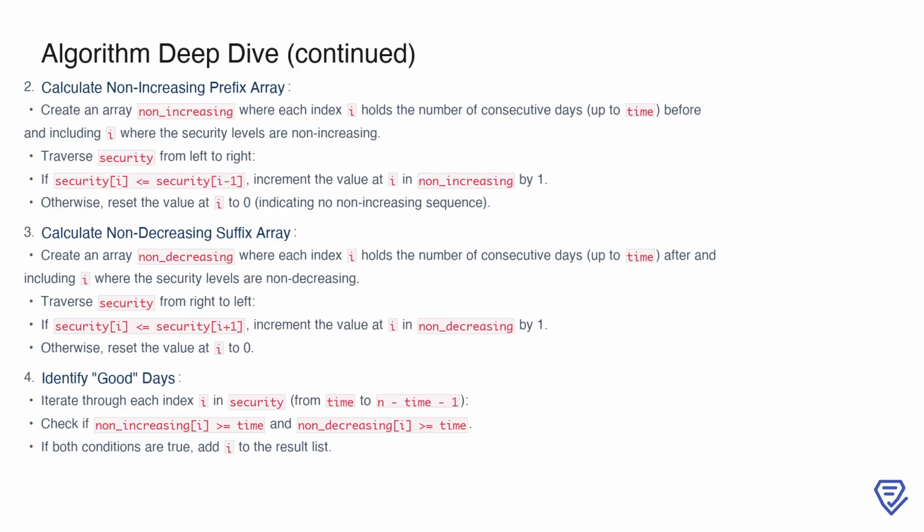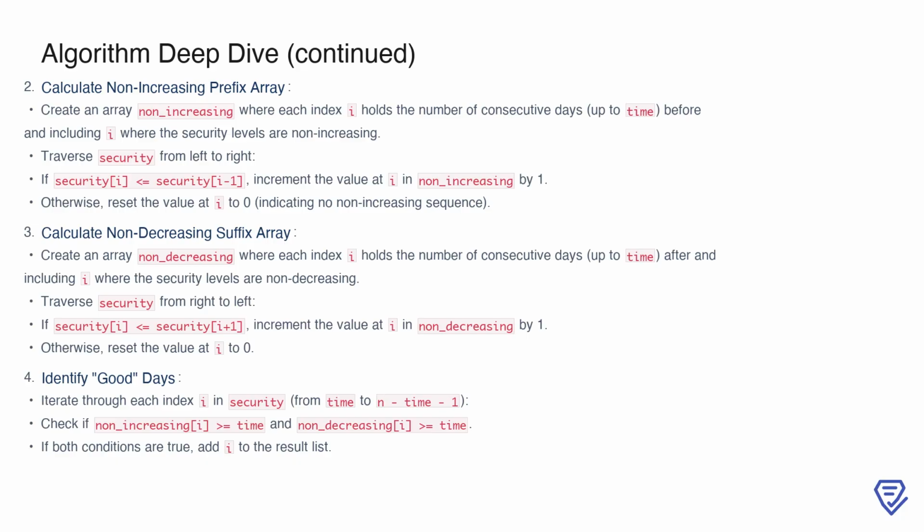Similarly, the non-decreasing array tracks consecutive days of non-decreasing security levels after each day. This time, we traverse the array from right to left. If the current day's security level is less than or equal to the next day's, we increment the value. Otherwise, we reset it to 0.